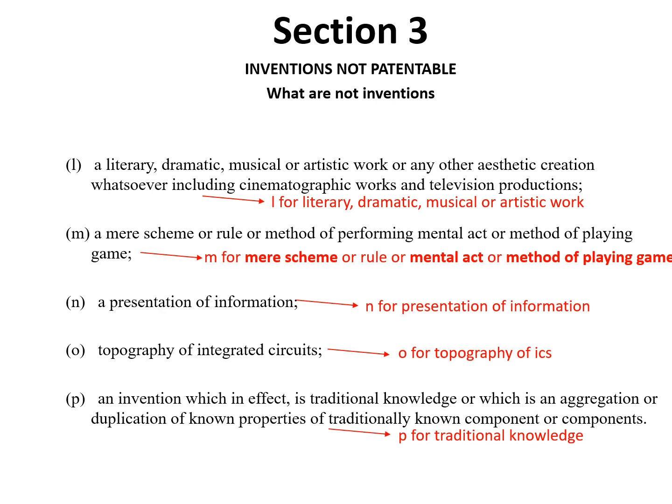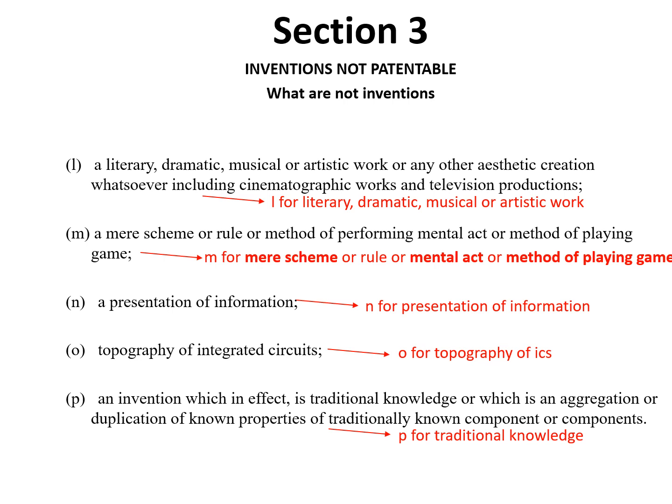Then 3M, M is for mere scheme or a rule or a mental act or a method of playing game. So you have many keywords with M for memorizing the section 3M clause. So any method of playing games or any mental activity, or some rule, some scheme, these kinds of things are not patentable. N says a presentation of information. So a mere display of information is not patentable, via display or any other sort of presentation.